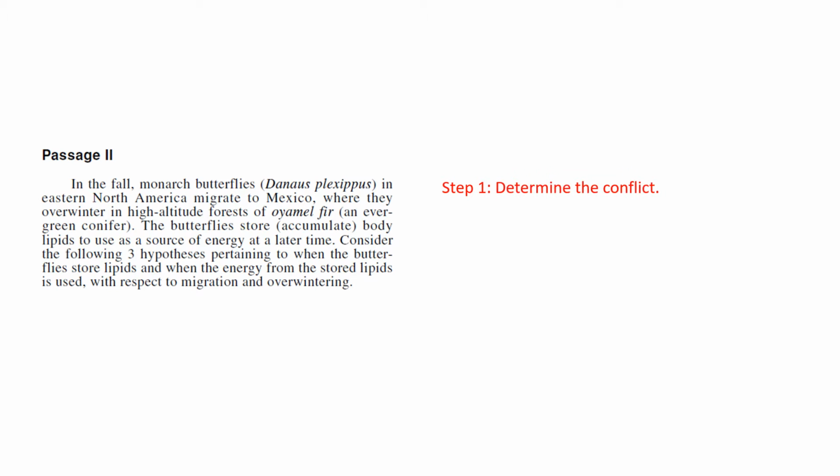Step 1 is to determine the conflict. In the fall, monarch butterflies in eastern North America migrate to Mexico, where they overwinter in high altitude forests. The butterflies store body lipids. They use it as a source of energy, so they eat. Consider the following 3 hypotheses pertaining to when the butterflies store lipids and when the energy from stored lipids is used with respect to migration and overwintering.